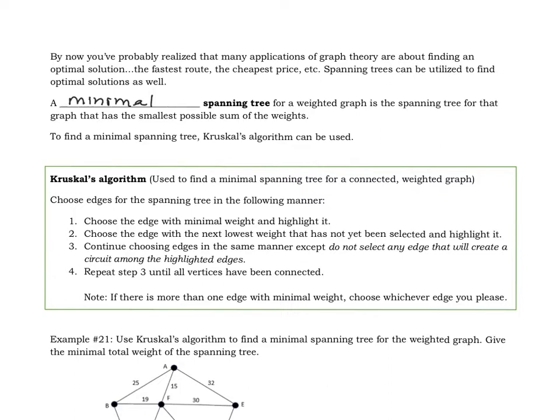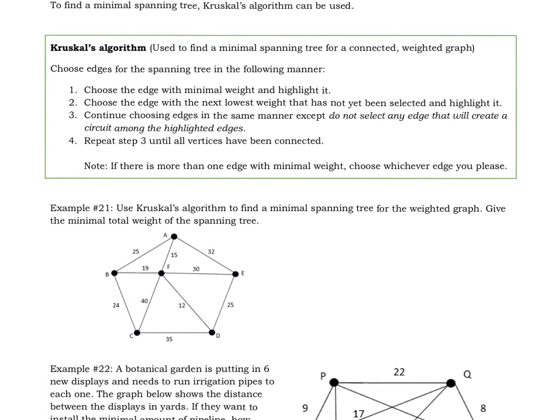Kruskal's algorithm can be used. Kruskal's algorithm is used to find a minimal spanning tree for a connected, weighted graph. So we will choose edges for the spanning tree in the following manner. I'm going to go ahead and move this up. And so we will use these steps to help us with example 21. It says choose the edge with a minimal weight and highlight it.